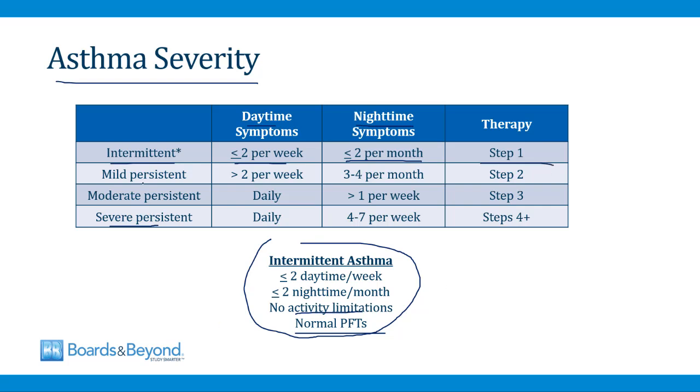The next step up in severity is mild persistent asthma. Patients with mild persistent asthma have either daytime symptoms more than twice per week or nighttime symptoms 3 or 4 times per month. After mild persistent comes moderate persistent asthma. Patients with this condition have daily symptoms, and they have nighttime symptoms at least once per week, but not as often as every night. And then finally, the most severe form is severe persistent. These patients also have daily daytime symptoms, and they have nighttime symptoms almost every day of the week.